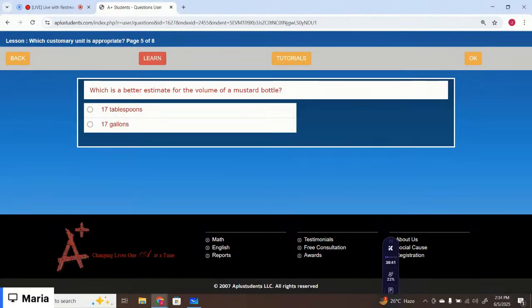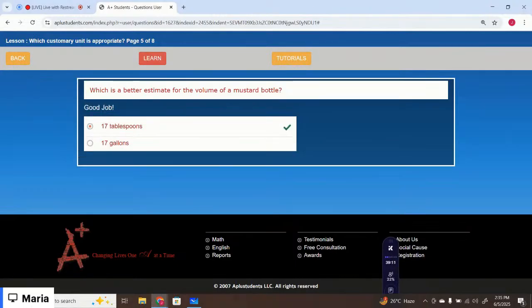Which is the better estimate for the volume of a mustard bottle? The volume of a mustard bottle would be 17 tablespoons. Option number one is the correct option.